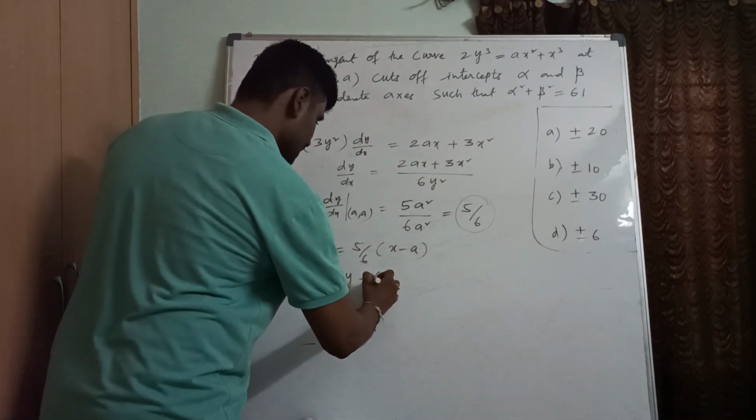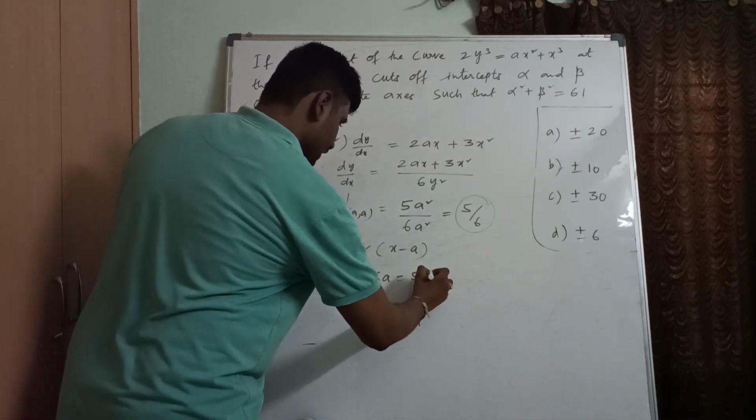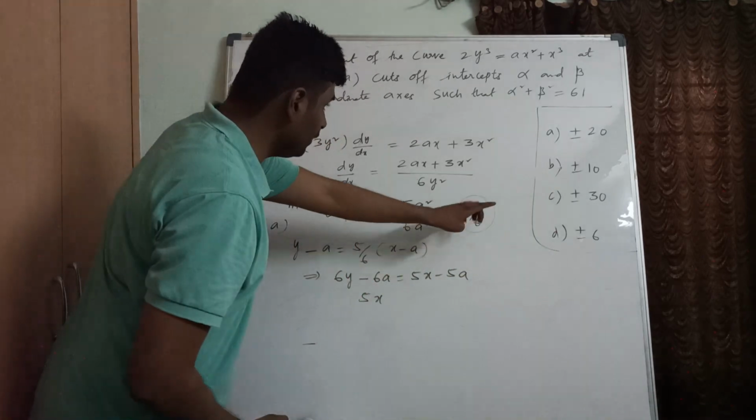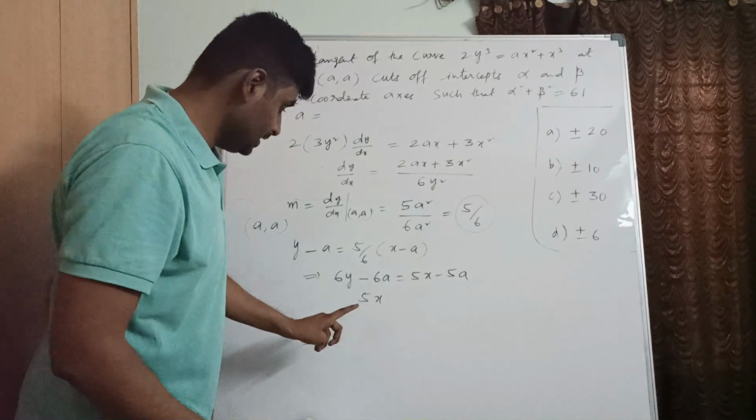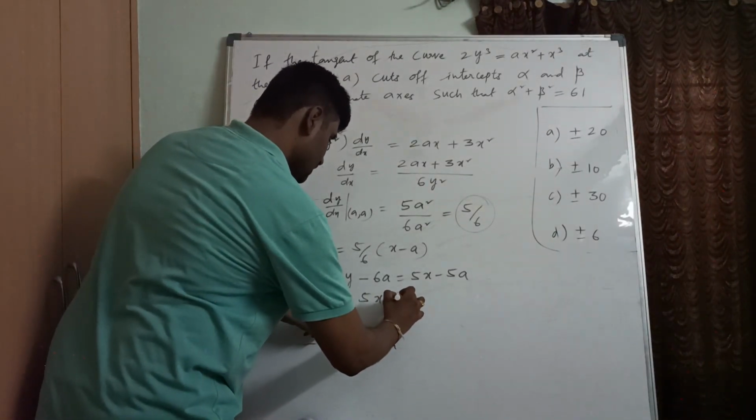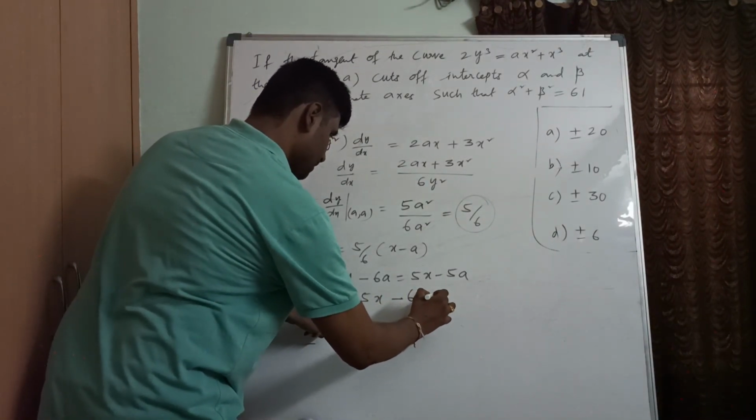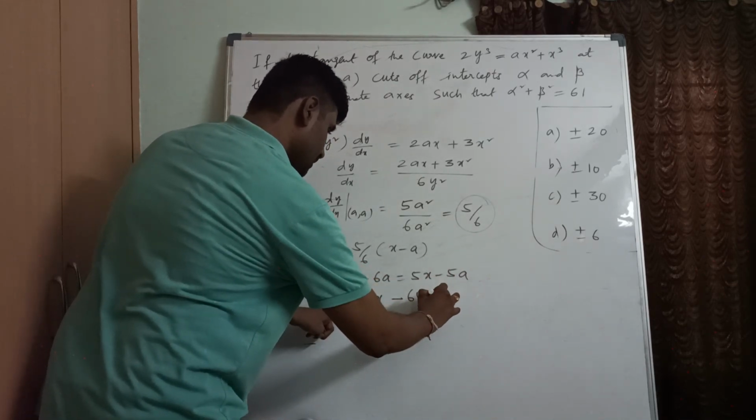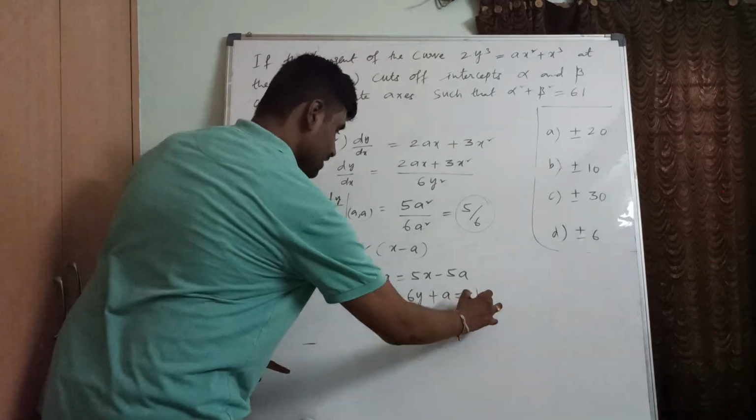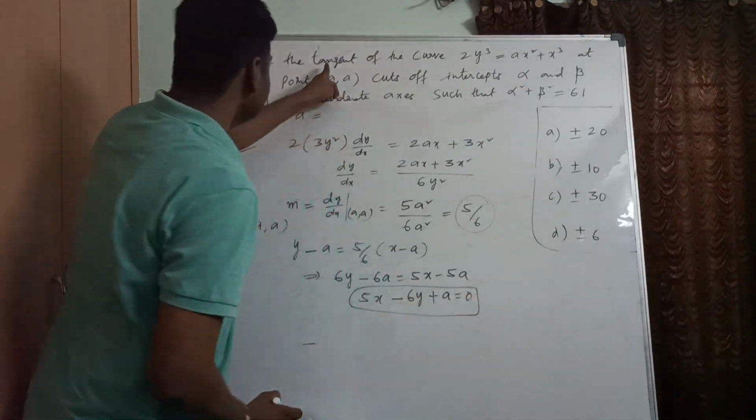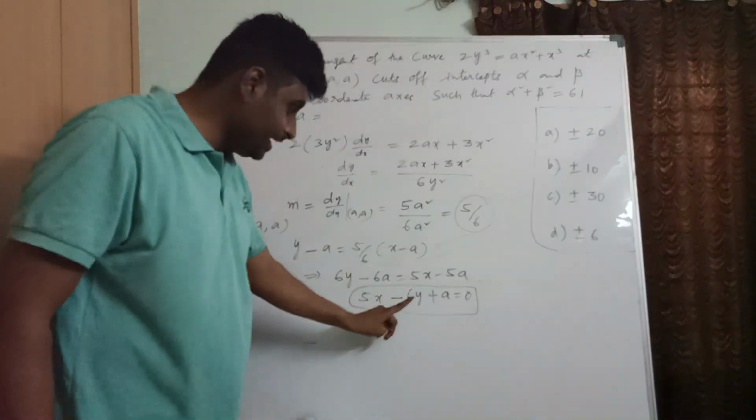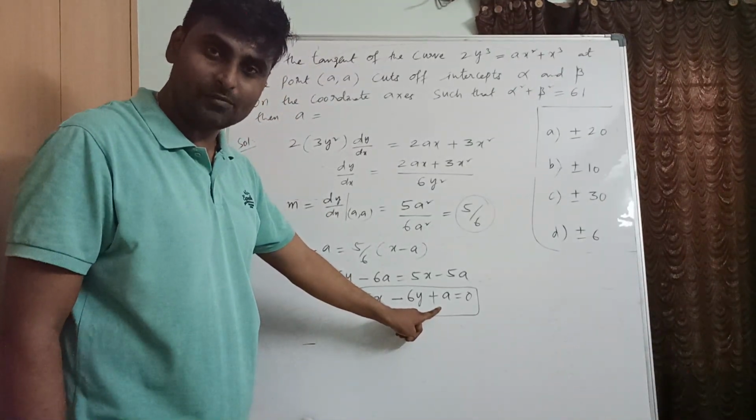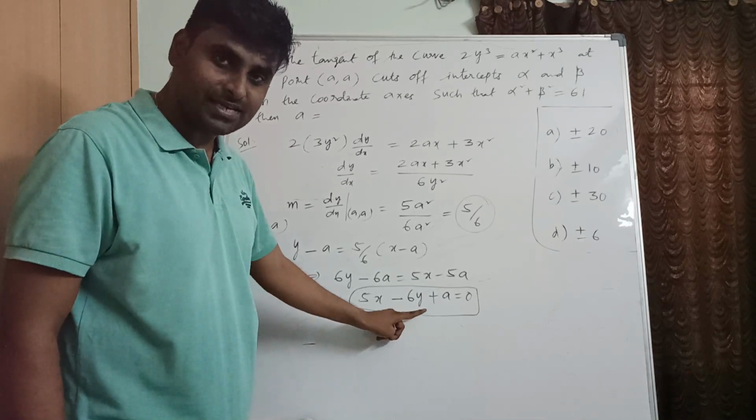6y minus 6a equals 5x minus 5a. Let us write in the form of ax plus by plus c. 5x minus 6y, so here minus 6a comes here, plus a equals 0. So this is the equation of tangent, correct? Every equation of tangent is a straight line. A straight line will be in the form of ax plus by plus c equals 0.